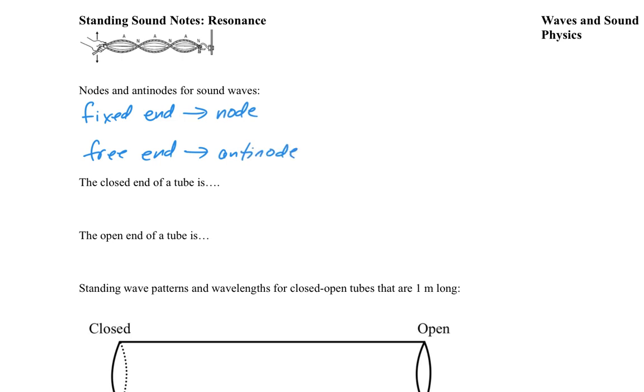If we're putting a sound wave into a tube, which we often do, since most musical instruments that are wind instruments are just tubes, different shapes of tubes, then the closed end of the tube is going to be a fixed end, and we're going to end up with a node there. The open end of the tube is going to be a free end because the air can come out, and we're going to get an antinode there. If we don't get a node at the fixed end and an antinode at the free end, we're not setting up a standing wave, and then we won't get a loud sound.